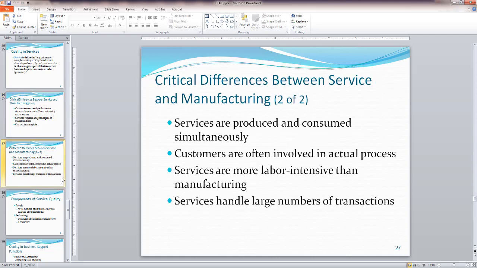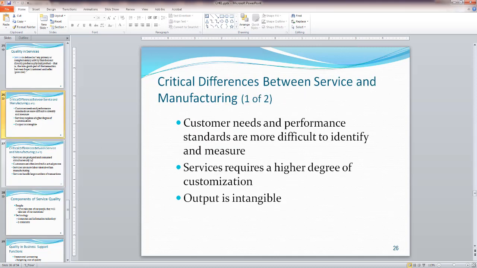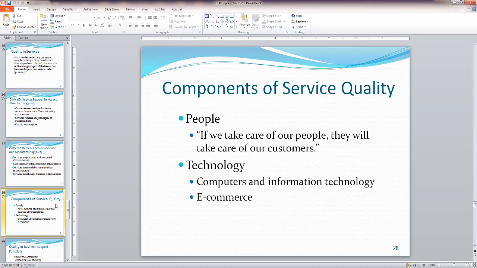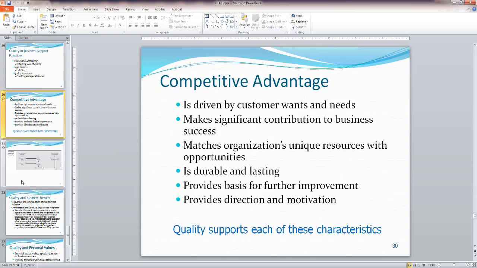Again, you can go through these on your own about the critical differences. There's really nothing shocking about these at all. These two here. Okay, the components of service we already talked about: people and technology. We're looking at business functions, but we're not going to go over that. Competitive advantage. This is basically Business School 101. Are you carving a niche inside the market, and are you competitive with other providers? Okay, and basically quality is part of all of that, and how you determine it.